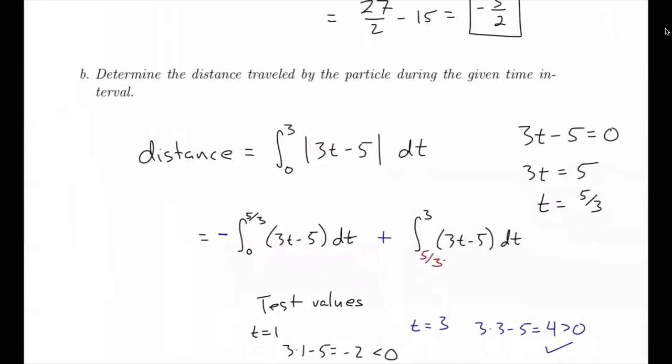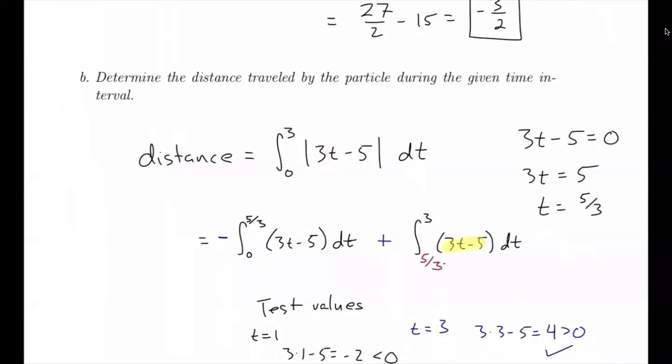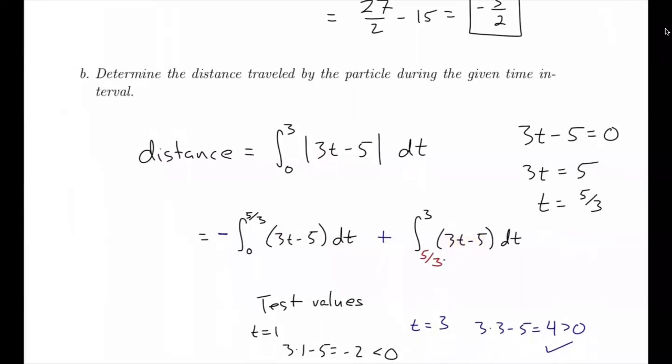Now from 5/3 to 3, you probably suspect correctly that we're positive along this. So I try t equals 3 here for this function. 3 times 3 is 9. 9 minus 5 is 4. It's positive on this side. I don't need to do anything here other than just write my function down as is, right?